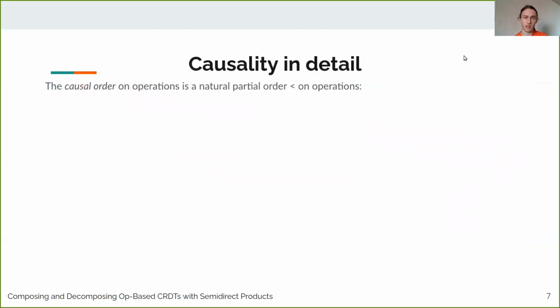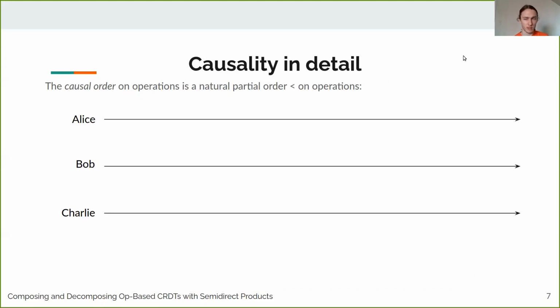So in general, when I say reasoning about causality, I mean reasoning about the causal order on operations. This is the partial order defined according to 3 rules, which I'll illustrate using this diagram. So here time goes to the right, and diagonal arrows indicate message sending. Okay, so the first rule is that if some user, like Alice, sends 2 operations in a row, then the first operation is less than the second one under the causal order. For instance, here adding milk is less than adding bread.